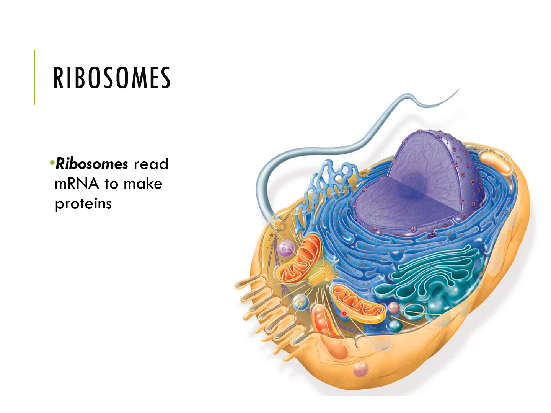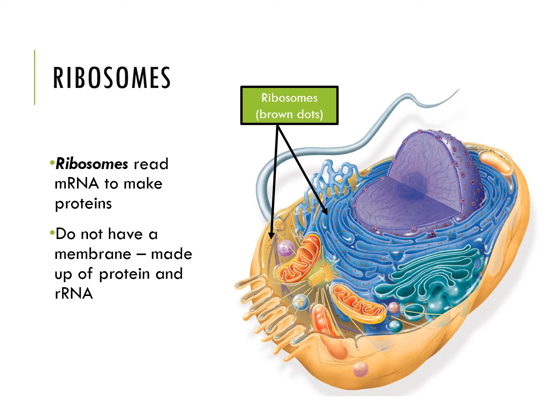So ribosomes make proteins. They do this by reading that mRNA. Like I said, we'll get into this later when we talk about protein synthesis. But the DNA makes a code of mRNA. The mRNA comes out to a ribosome, and then the protein is made. So you can see these brown dots. You have free ribosomes that are all out here, and then the rough endoplasmic reticulum has a bunch of them on it. They do not have a membrane, and they're made up of protein and RNA.